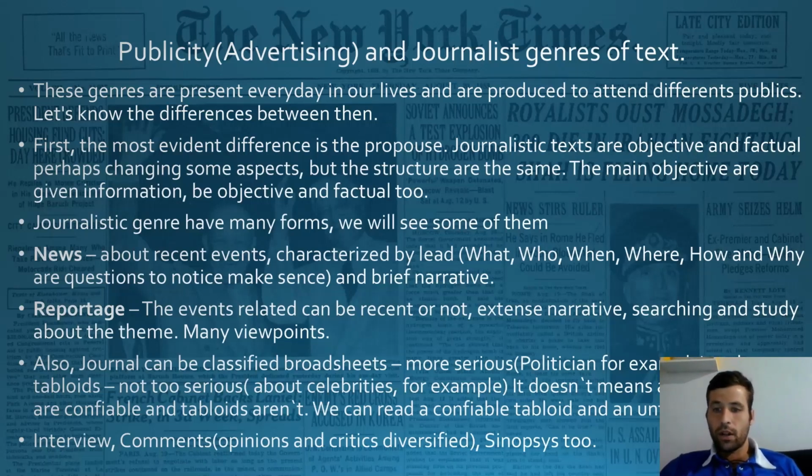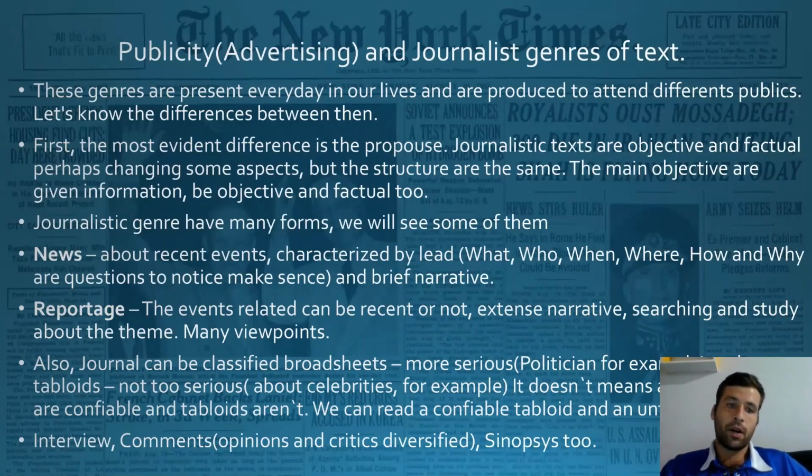We will talk about multimodal texts, and in multimodal texts we have different symbols used, like writing symbols and visual symbols, like publicity and journalistic texts. These texts are present every day in our lives and are produced for different purposes. Let's see the difference between them. First, the most evident is the purpose. Journalistic texts are objective and factual. Journalistic texts have many forms.